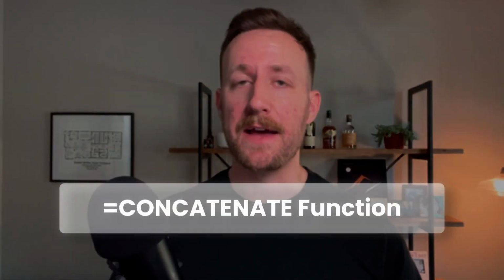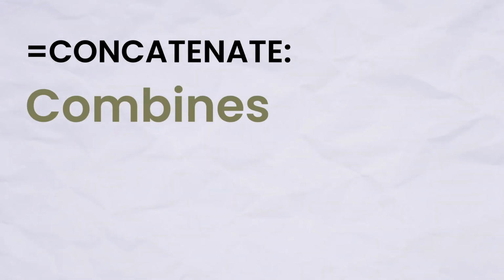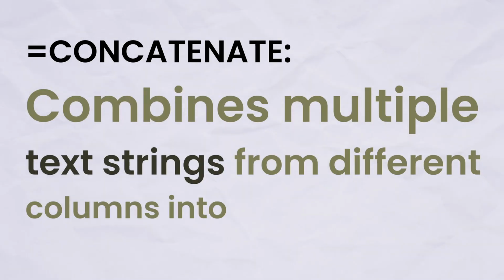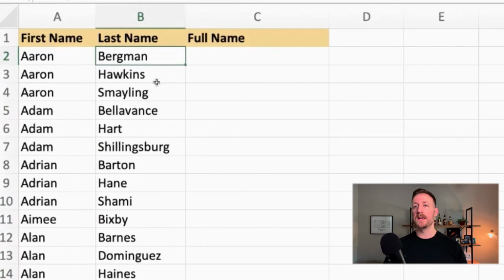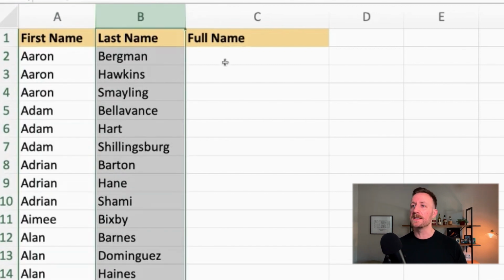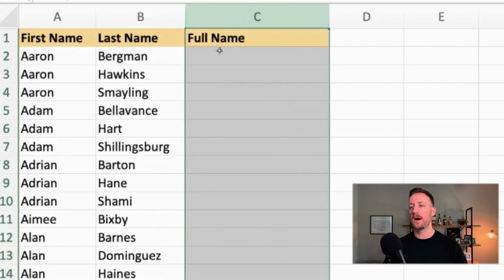Next, we'll look at the CONCATENATE function. The CONCATENATE function combines multiple text strings or values from different columns into one column. So in this example, we have a table with all of our customers. Column A is first name, column B is last name. So say we want to combine those columns to have the full name in a single cell.